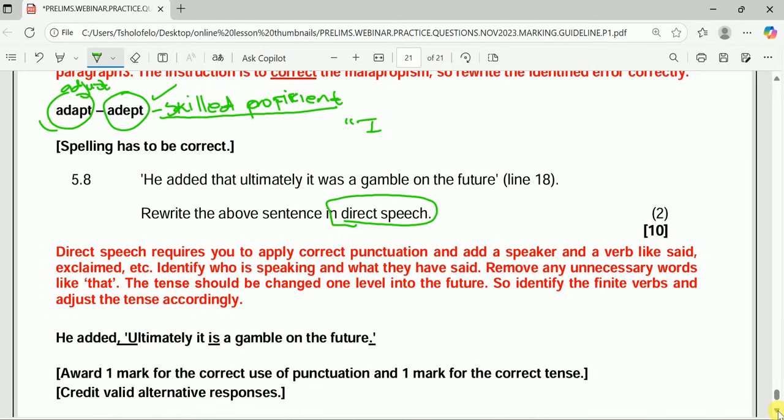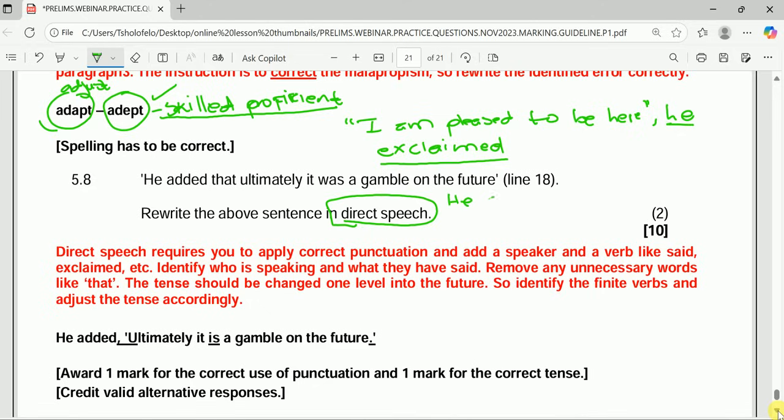Quick example. I am pleased to be here, he exclaimed. This is what we call the introductory verb. So if, let's say, it's direct, you have to take it to indirect. You'll start with the introductory verb to say, he exclaimed. Then you add the word that. Then you replace the personal pronoun I, because you are reporting what that person has said. You are not that person.